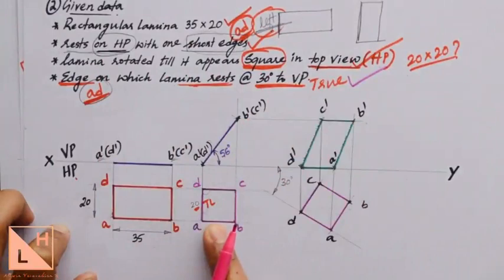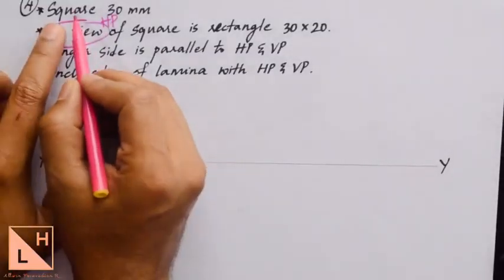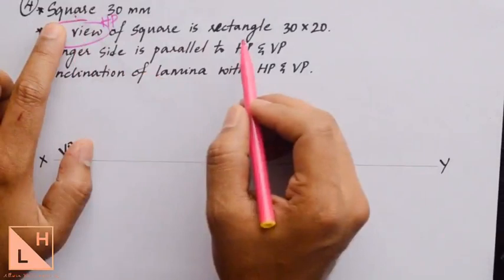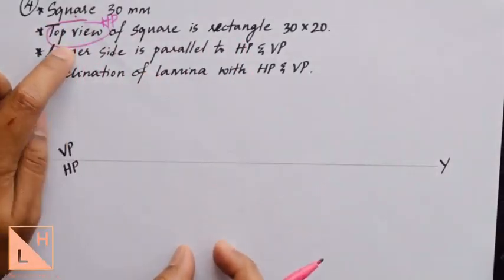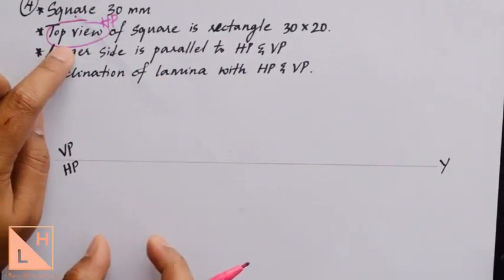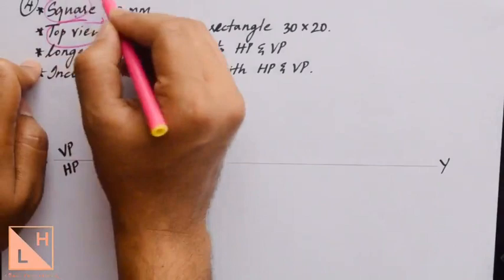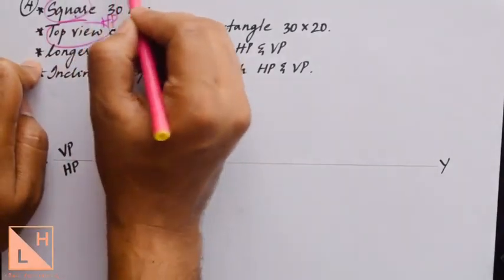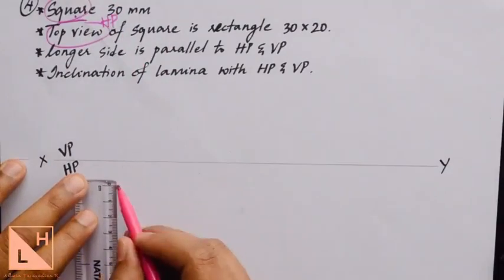So here we have the square in the top view, which means that in the previous position the original lamina was rectangle here. Now over here the original lamina is square, which is going to look like a rectangle in the top view, which means that if you want the rectangle in the top view, in the previous position you must have the original shape of the plane, that is square. So we need to draw this square in the horizontal plane itself. So you can measure 30 millimeters vertically.